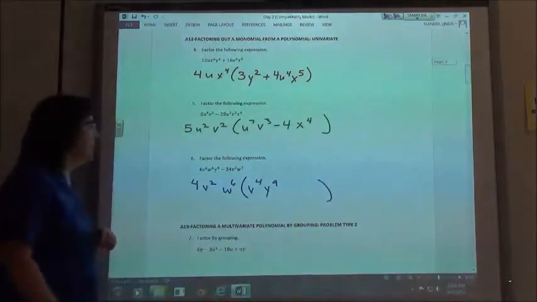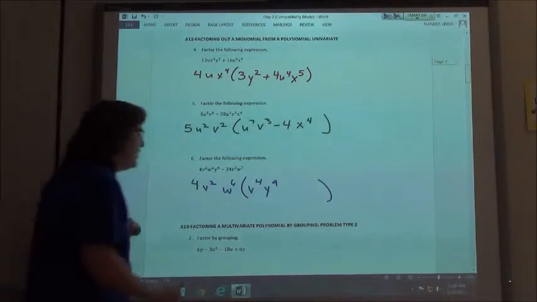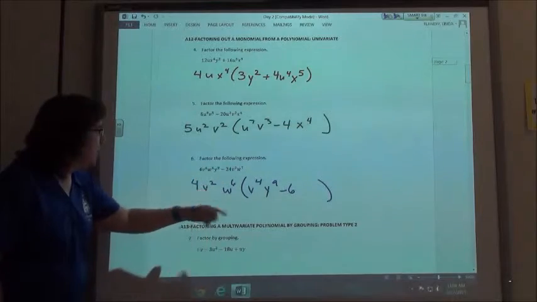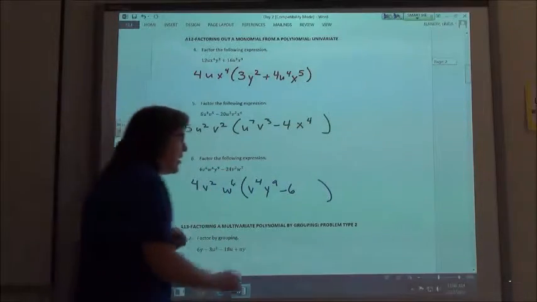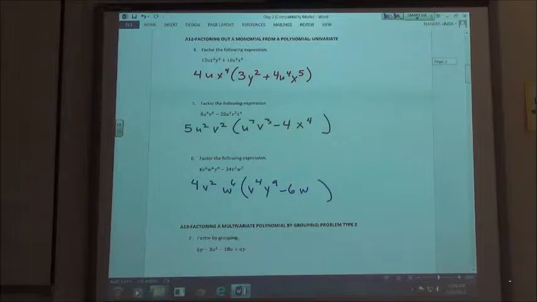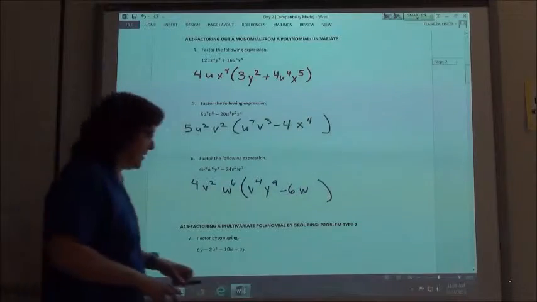Y to the 9th. And then I'm going to have negative 24 divided by 4 is negative 6. I took out the v squared. I had w to the 7th, and I took out 6 of them, so I have just a w left over. So 4v squared w to the 6th times v to the 4th y to the 9th minus 6w.